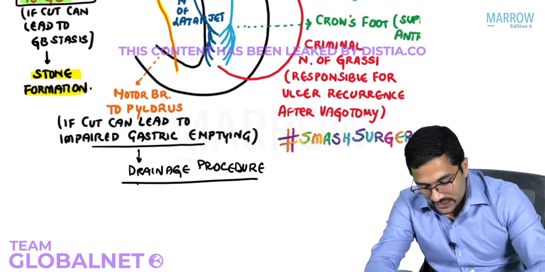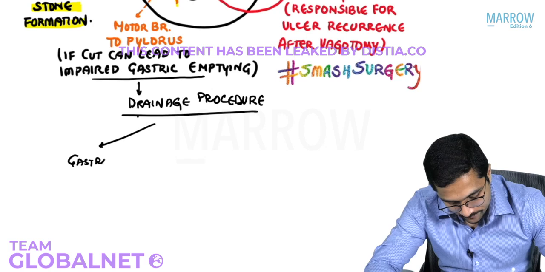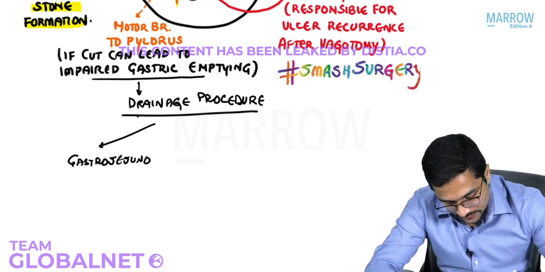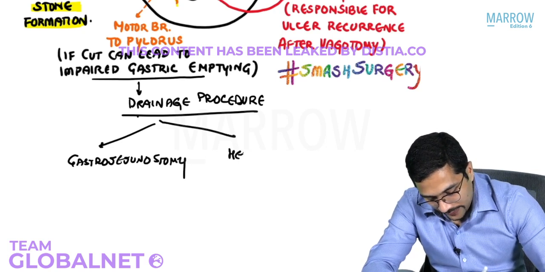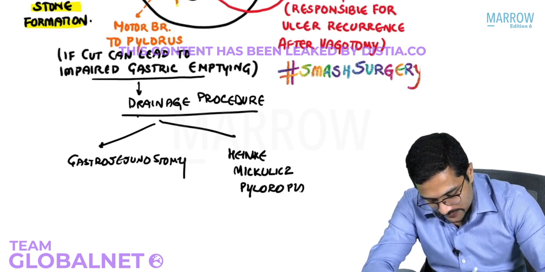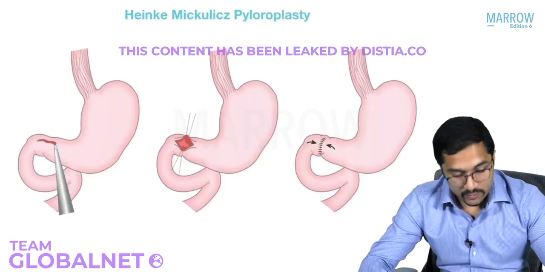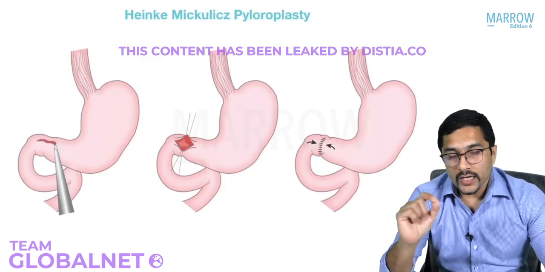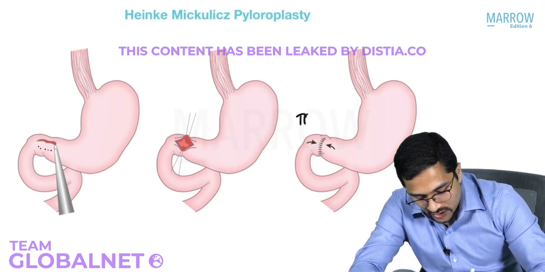There are two drainage procedures. One is gastrojejunostomy, which I've spoken about in great length, and the other one is known as Heineke-Mikulicz pyloroplasty. So what is Heineke-Mikulicz pyloroplasty? It is when we make a longitudinal incision. You can see here I'm making a longitudinal incision, but it is sutured transversely.